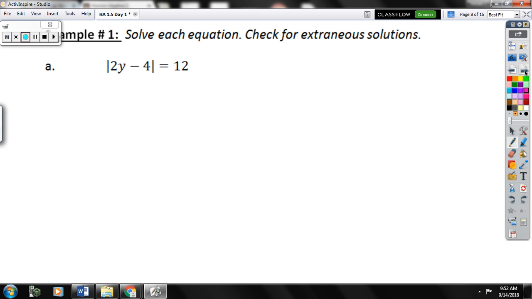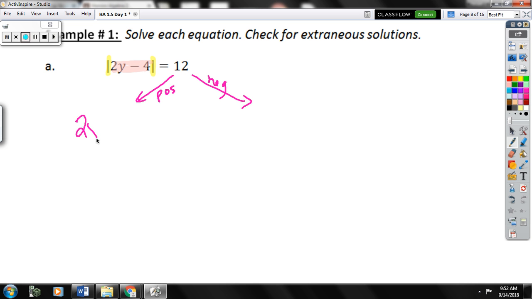All right, let's start off with some easy ones. Notice again, step 1 is always to isolate your absolute values, which these ones, lucky for us, are isolated. All right, so we can move right on to step 2. Step 2 tells us to take what is inside the absolute value, the expression that's in there, and set it equal to a positive 12 and a negative 12.